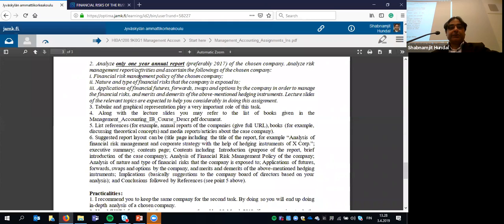Analyze risk management report activities and ascertain the following of the chosen company. First, the financial risk management policy of the chosen company. You can get all the details in the annual report. What type of policy do they have? Do they have a policy in the first place? The most comical or the most dangerous thing could be that you have a big company with hundreds of millions of dollars of assets that doesn't have a proper risk management policy. What a shame. It's possible that they don't have even a proper risk management policy, or they have it, but it's so vague that you cannot make anything out of it.